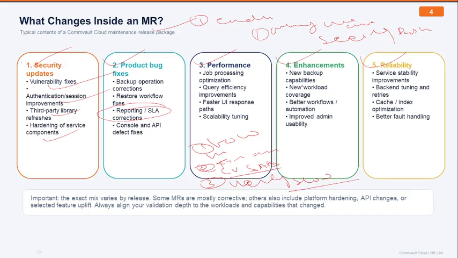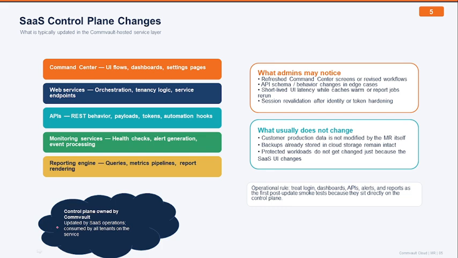New backup capabilities, new workload coverage, better workflow automation, improved administrability, reliability, service stability improvements, backend tuning, retries, cache index operation, better vault handling. These are the fixes which we include in the MR. Okay, let's jump to the next slide. I think it's long for you, but it's very important for you as well. So let's just jump to the next one.